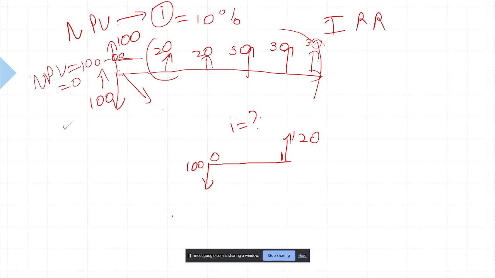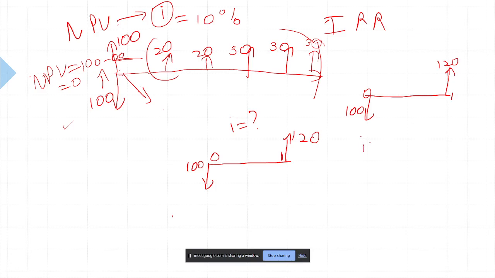Can you guys follow this point? Yes, sir. Okay, I think I should start again. You invested 100 rupees. At the end of first year, you are getting 120 rupees back. So from here you can see that I is equal to 20%.